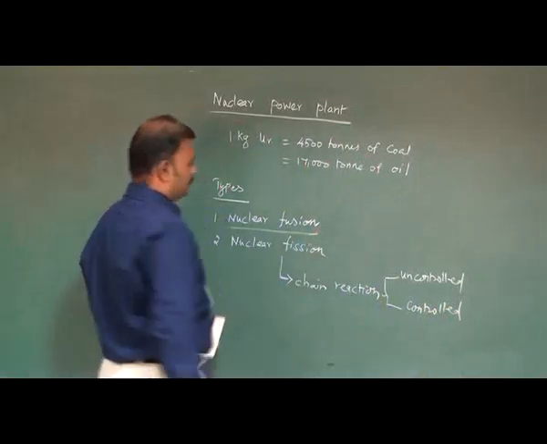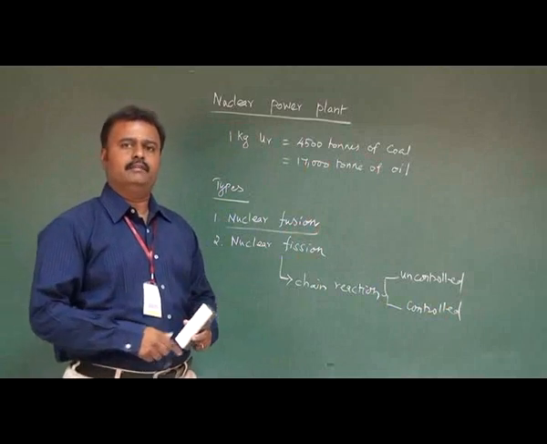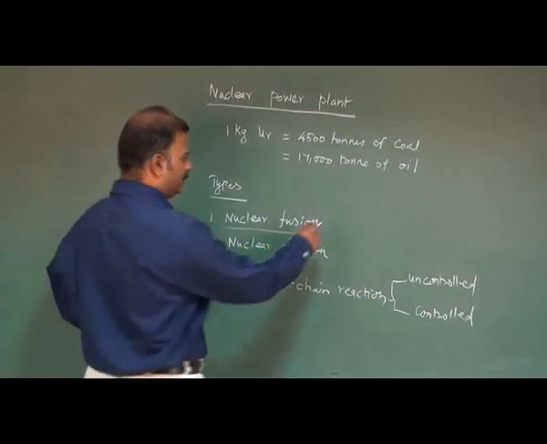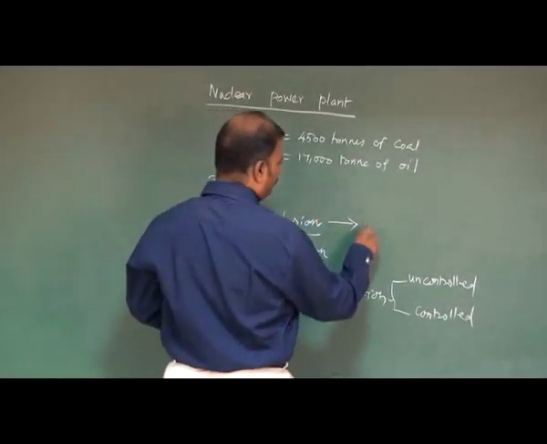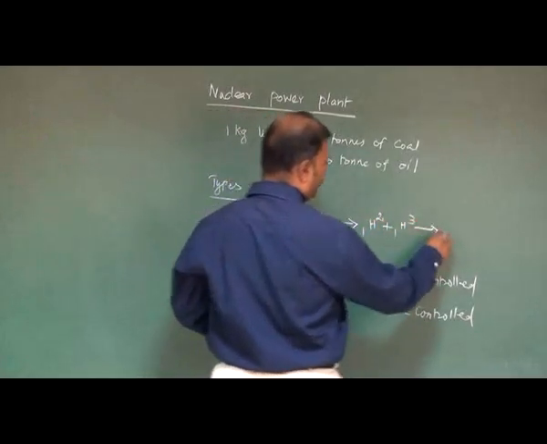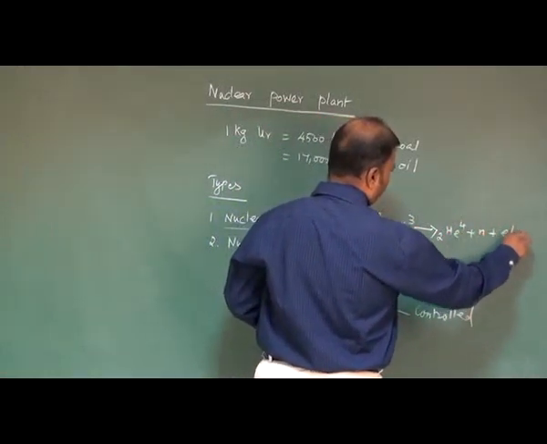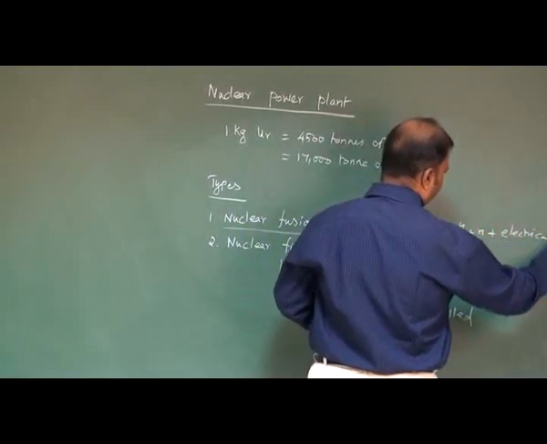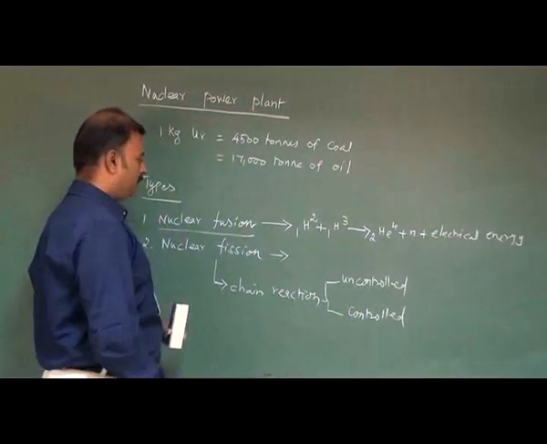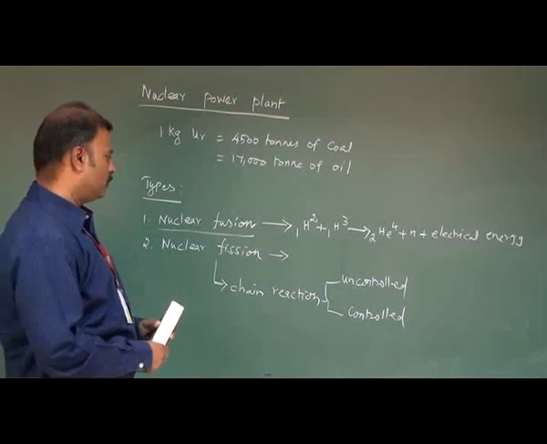Nuclear fusion process is nothing but combining two atoms, and from that we can produce some amount of energy. That is called a nuclear fusion process. So deuterium plus tritium are combined together, and it forms a helium atom plus a neutron, with some amount of energy. Similarly, the nuclear fission process is splitting an atom into two atoms, which produces some amount of energy.